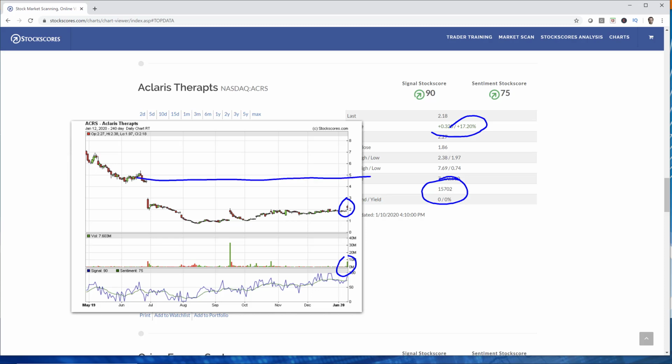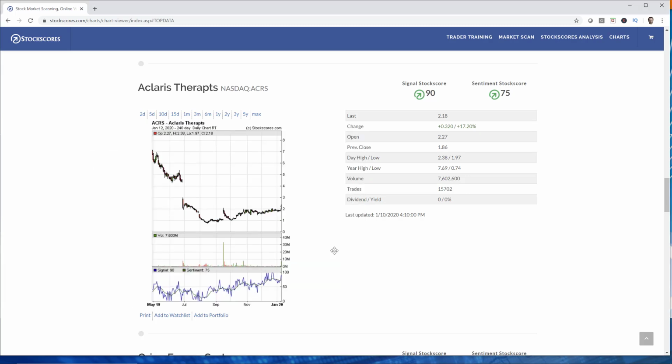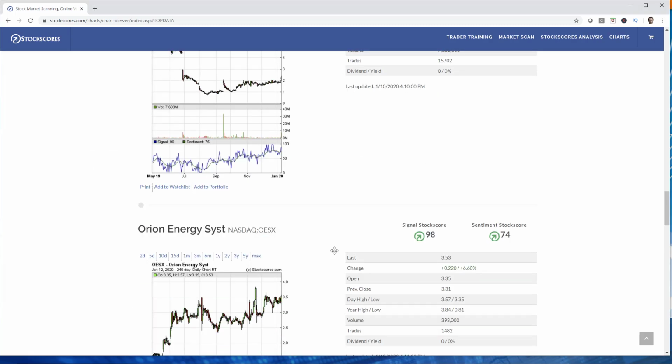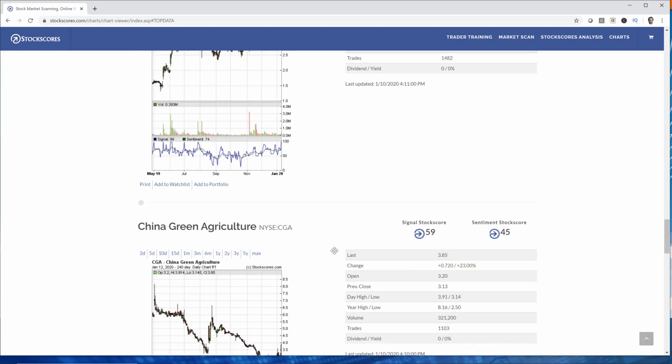So if this stock had closed above its open, I would have given it a 7 out of 10. I'm a little disappointed that it closed below its open, so I'm going to knock it down to a 6.5 out of 10. And that's the process that I use every day.